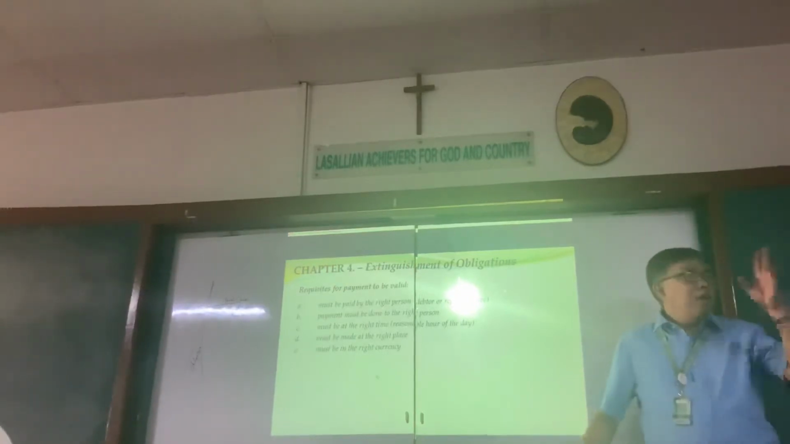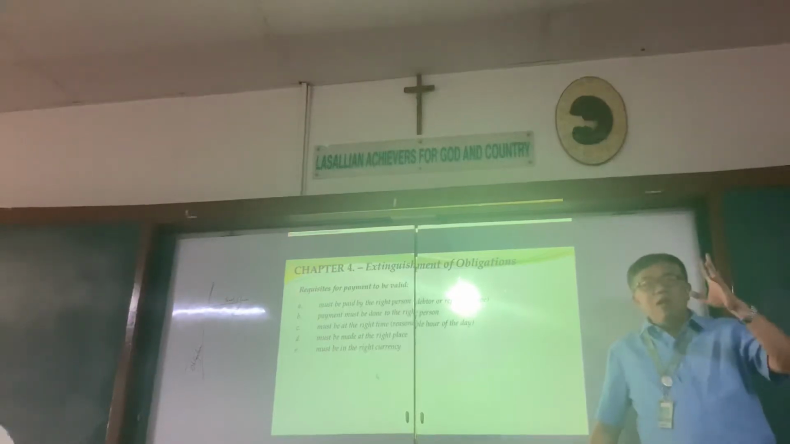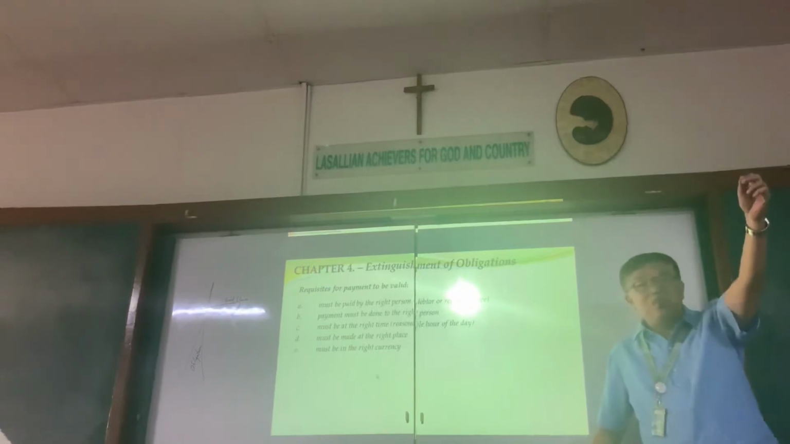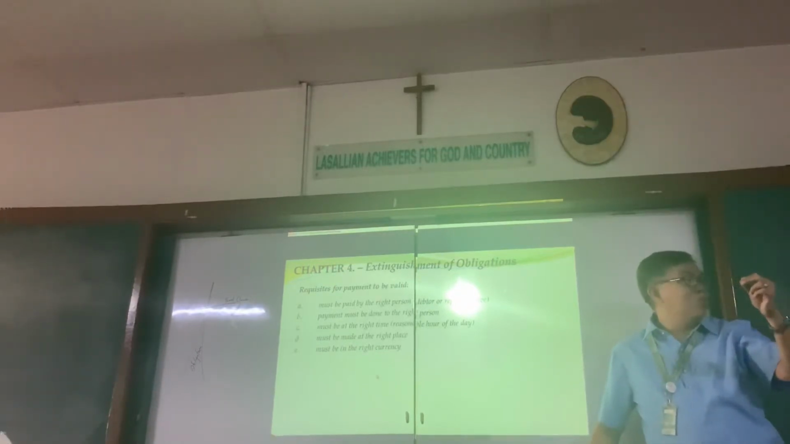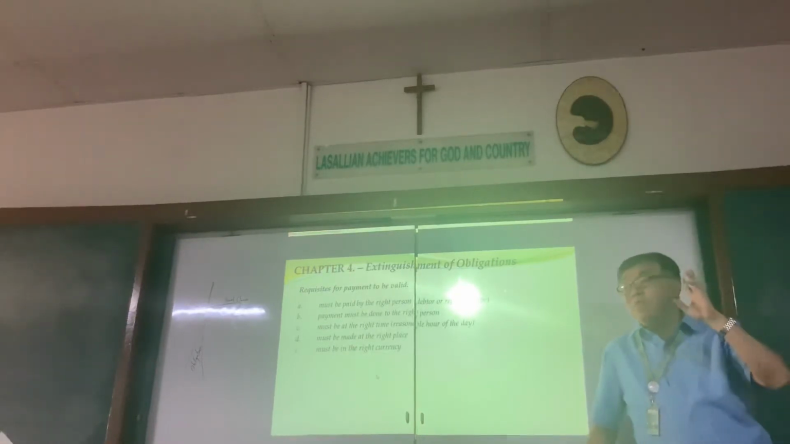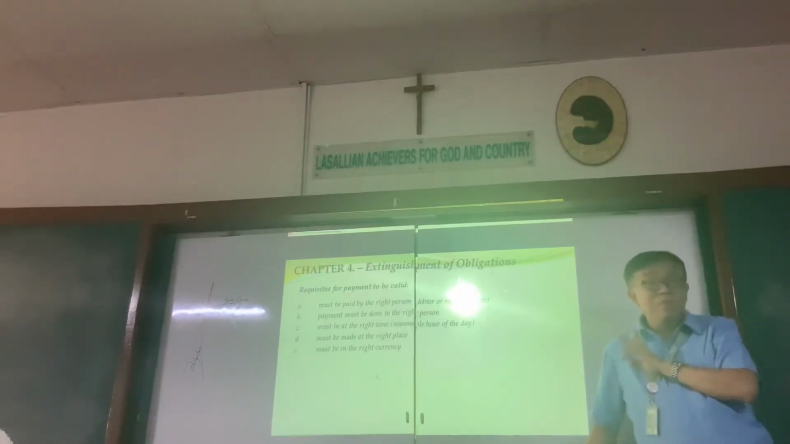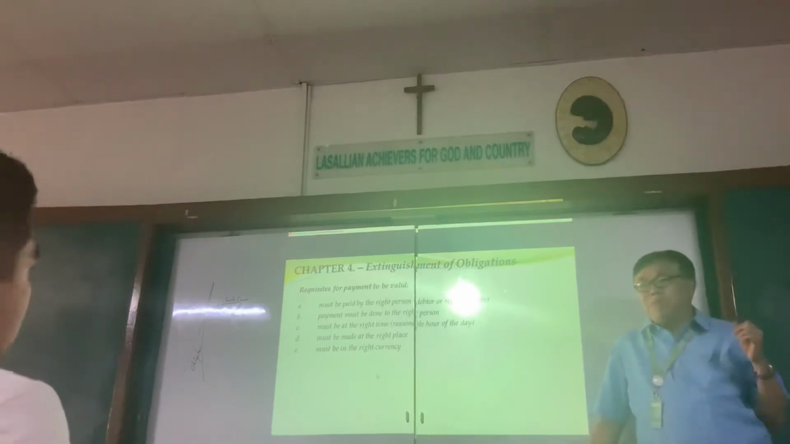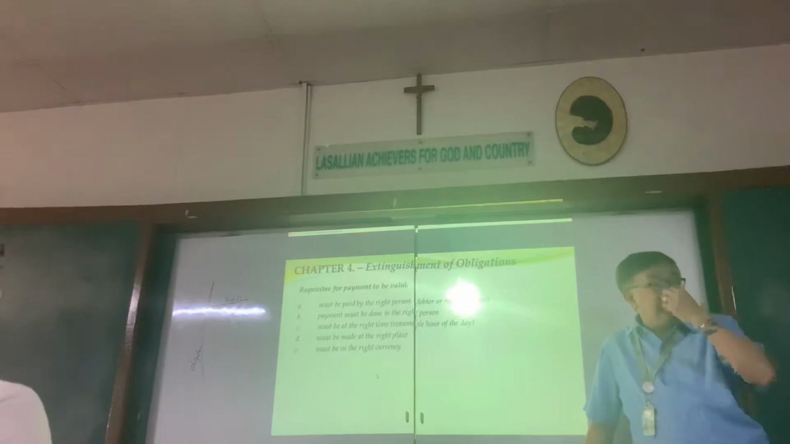Example, A owes B 50 pesos. C goes to B: B, A owes you 50 pesos. Here's the 50 pesos. Ano pakialam mo, binabayaran mo yung utang ni A? Payment is infirm. Why? Not paid by the correct person. Not made by the right person to the right person.